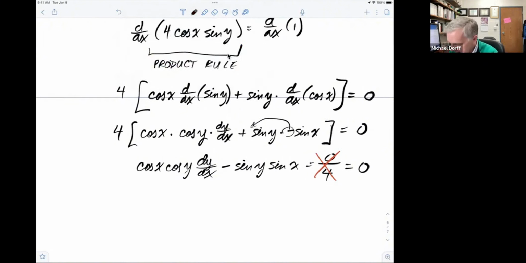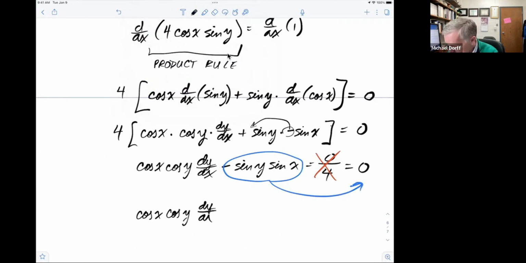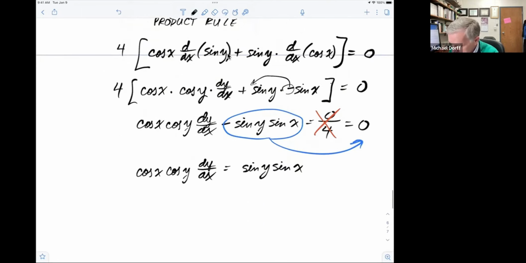And now I want to solve for dy dx. So I'm going to bring everything that's not next to dy dx, which means the sine y and the sine x, to the other side. And I have cosine x, cosine y, dy dx equaling, because I'm going to add sine y and sine x to get it to the other side, a positive sine y, sine x. And then I'm going to divide everything again by cosine x, cosine y. So I'm going to get dy dx equals sine y, sine x over cosine x, cosine y. And this is a perfectly fine answer.